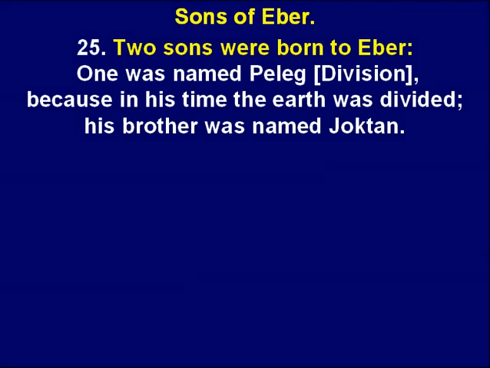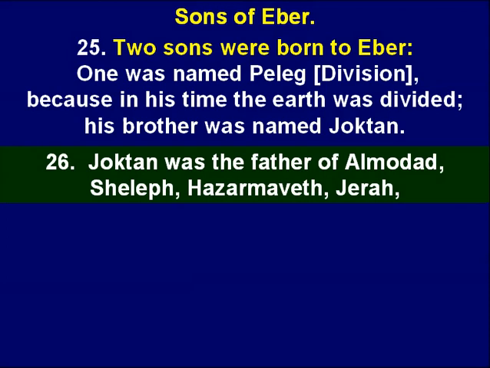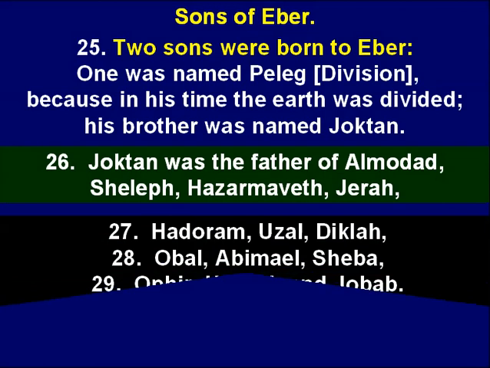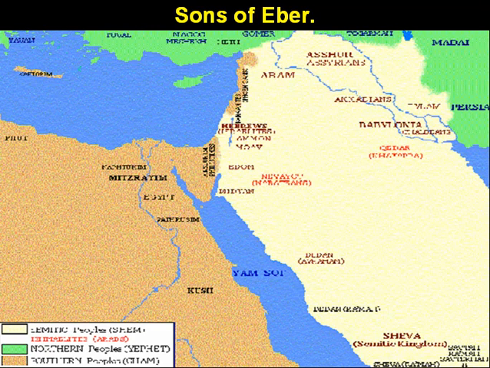Two sons were born to Eber. One was called Peleg, which means division, because in his time the earth was divided. His brother was named Joktan. There's always a Scotsman somewhere. Joktan was the father of Almodad, Sheleph, Hazarmaveth, Jerah, Hadoram, Uzal, Diklah, Obal, Abimael, Sheba, Ophir, Havilah, and Jobab. All these were the sons of Joktan.